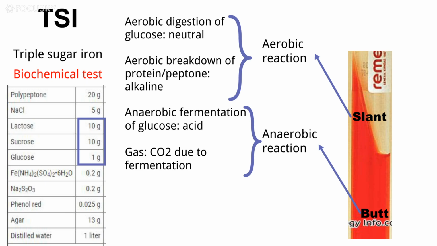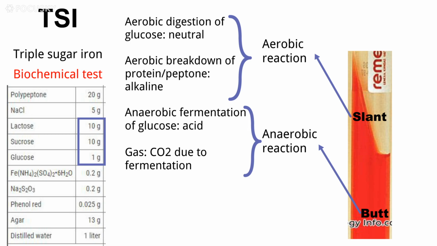Whereas microorganisms that could ferment either one of the other 2 sugars would profusely produce acids. These acids could diffuse to the slant area, resulting in not only the butt but also the slant turning yellow. Gas may be produced during the fermentation.